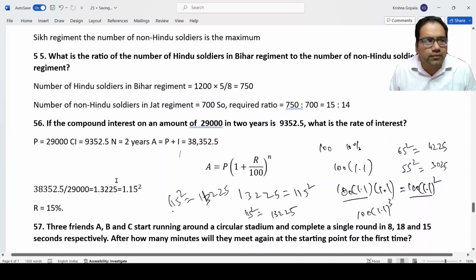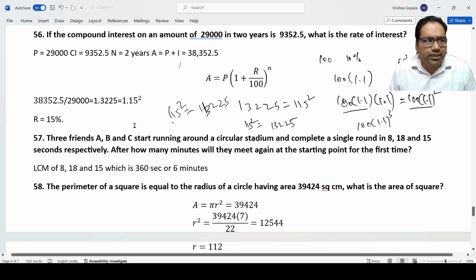Now, three friends A, B, and C start running around a circular stadium and complete a single round in 8, 18, and 15 seconds. Okay, 8, 18, and 15 seconds. How many minutes will they meet again at the starting point for the first time? What does it mean? People are taking 8 seconds, 18 seconds, 15 seconds. That means they will meet again after the LCM of these three numbers.